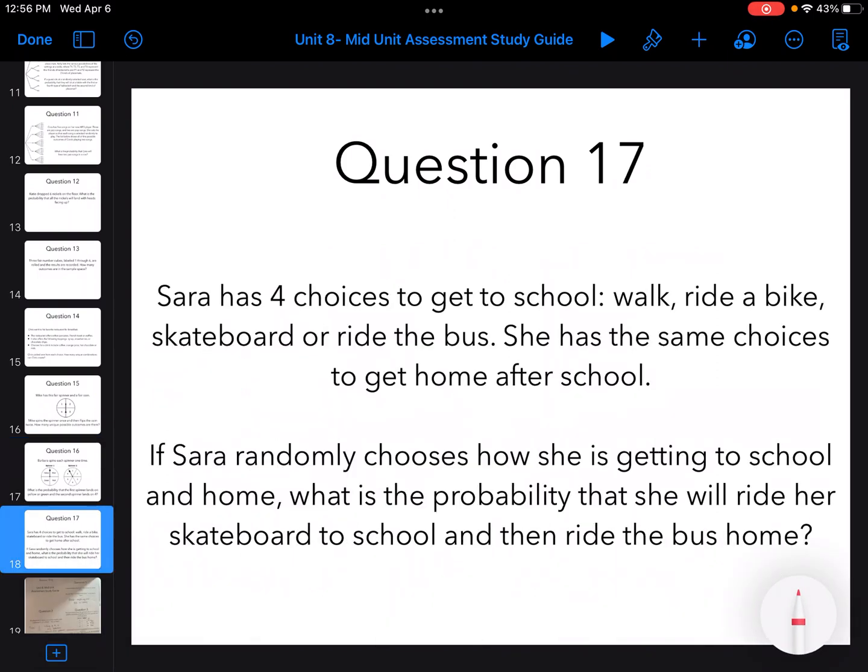Last one, Sarah has 4 choices to get to school. Walk, ride a bike, skateboard, or ride the bus. She has the same choices to get home. If Sarah randomly chooses how she's getting to school and home, what is the probability she will ride her skateboard to school and then ride the bus home? Now, this is probability, so it has to be written as a fraction, decimal, or percent. So that's 1 out of 4 choices to get to school and 1 out of 4 choices to get home. So that's 1 out of 16.